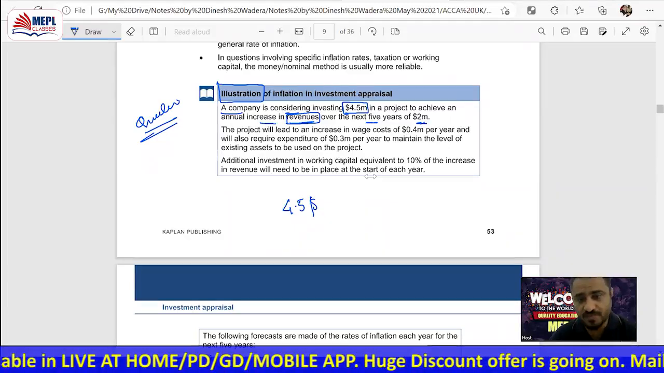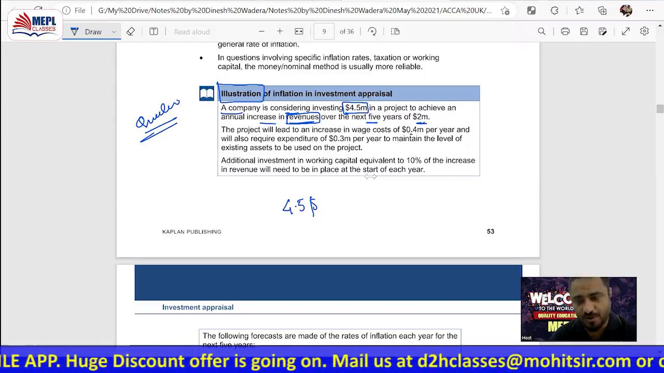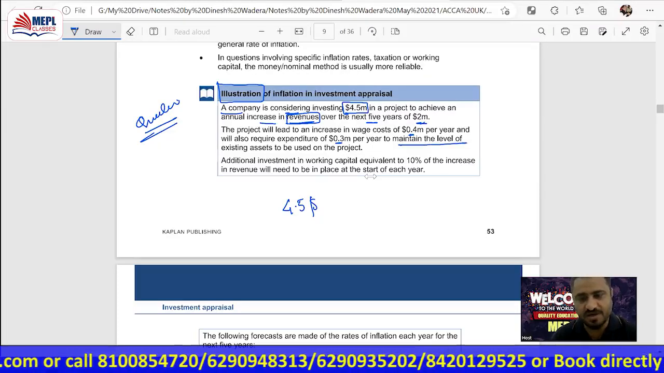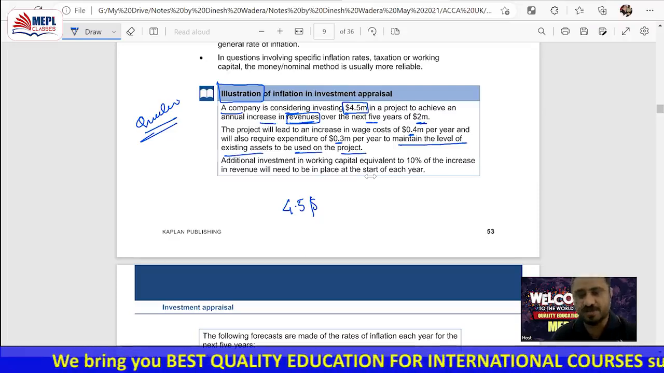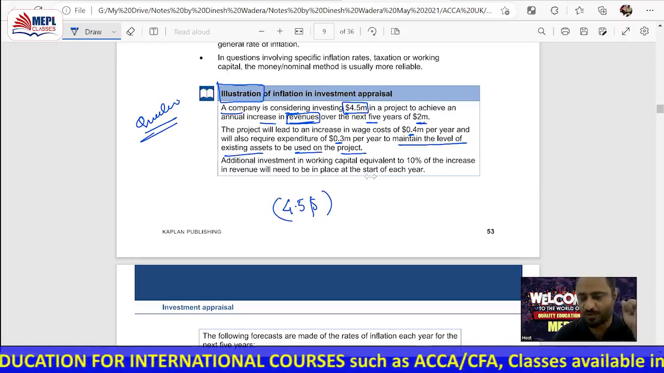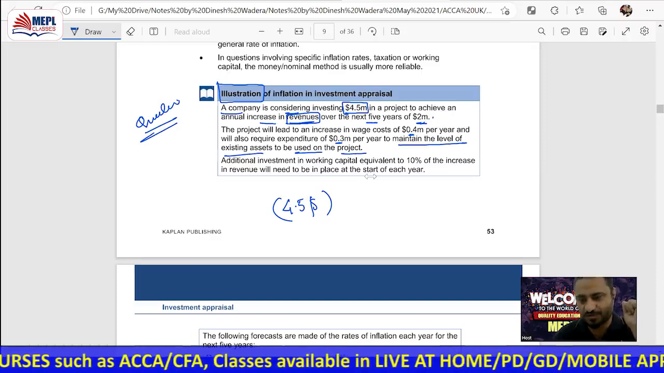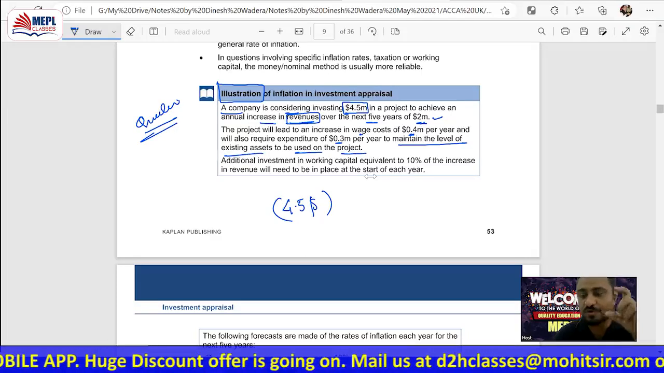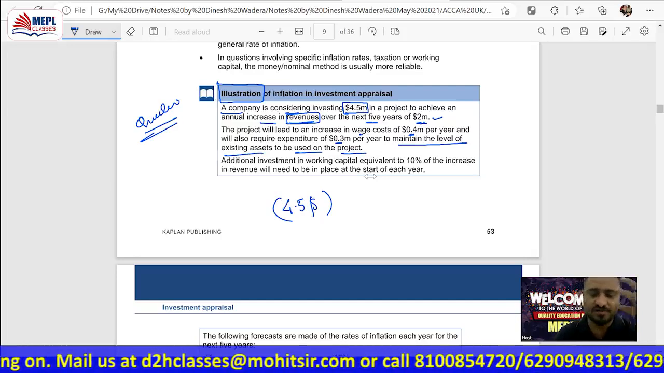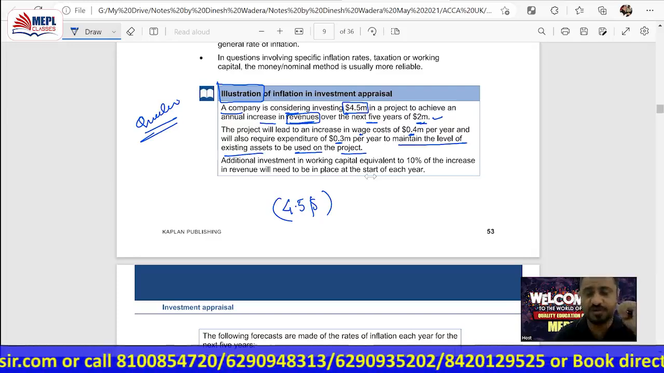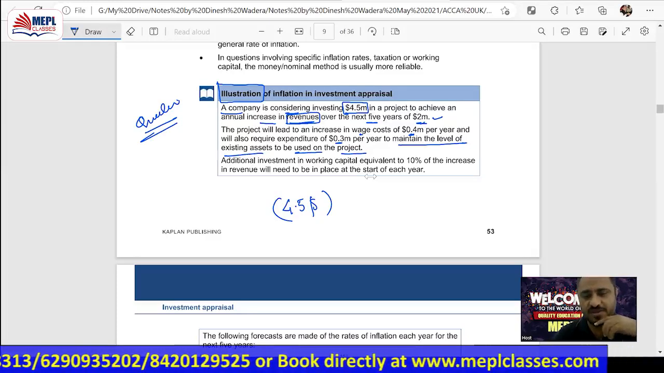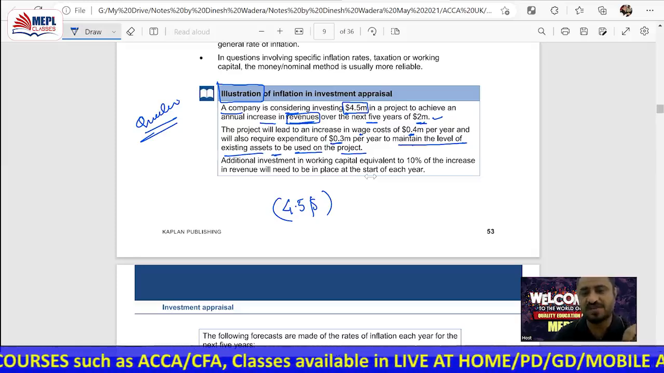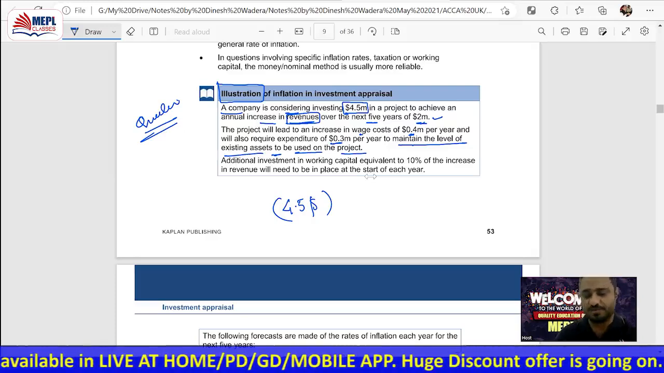The project will lead to an increase in wage cost of 0.4 million per year and will also require expenditure of 0.3 million per year to maintain the level of existing asset to be used in the project. So here we know that today our cash outflow is going to be 4.5 million. Our sales revenue is going to be 2 million per year. And out of these 2 million, we will be paying a wage cost of 0.4 million each year. That is again a cash outflow. So various cash inflows and various outflows of each year have been given. Also, we will have to keep spending 0.3 million each year to maintain the level of the existing asset to be used in the project, because these assets will depreciate. We will have to make an additional investment.